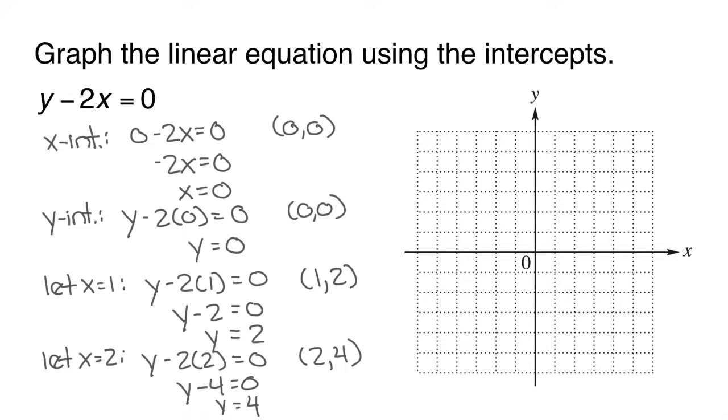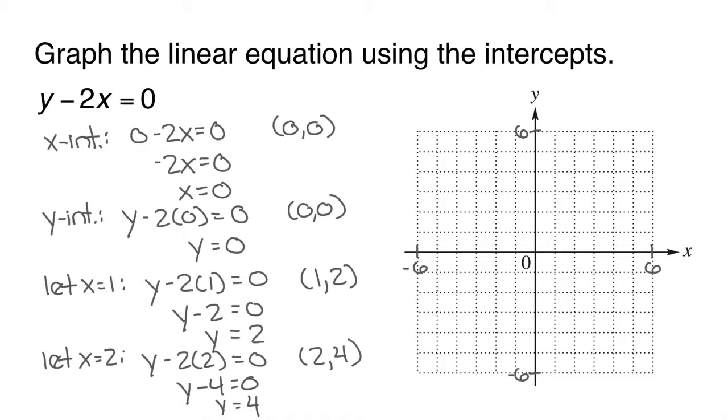Now we can graph this equation by plotting the points and connecting them with a straight line. To do that, let's first note that we're going to let our dotted lines represent 1 unit on both the x and y axes. So the max on both our x and y axis will be 6, and the minimum will be negative 6.